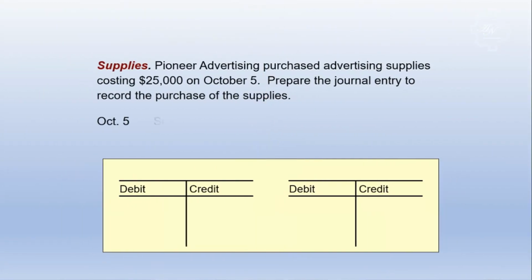Here we can see supplies and cash. Supplies is an asset, cash is an asset. Supplies increased, cash decreased. The entry is debit, supplies, credit, cash, $25,000.